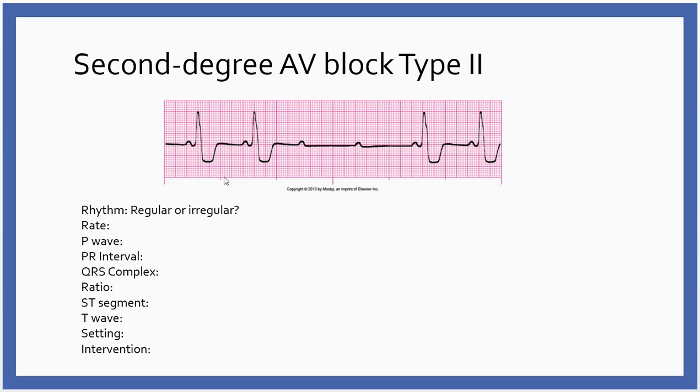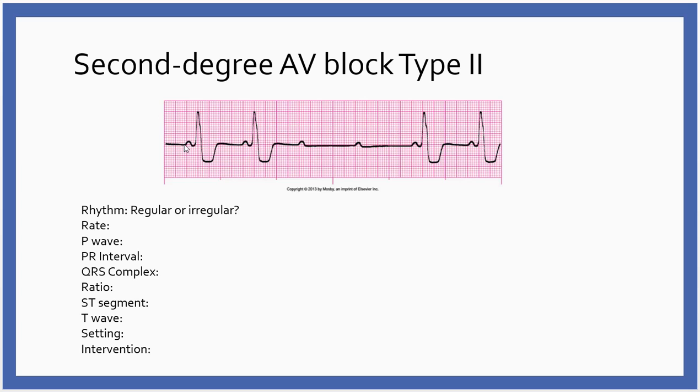I look at the rate, and I've got 1, 2, 3, 4. Rate's pretty slow. Rate's only in the 40s. I look for P waves, and I have a P wave, a P wave, a blocked P wave, there's no QRS, another blocked P wave with no QRS, a P wave, a P wave. So I have more P waves than QRS. Now I'm going to look at the PR interval.